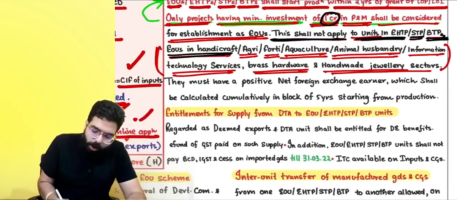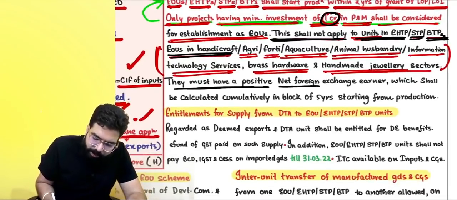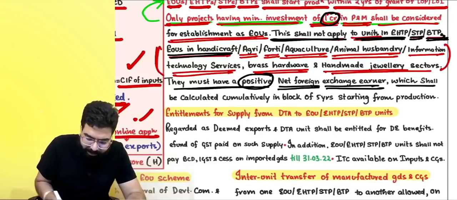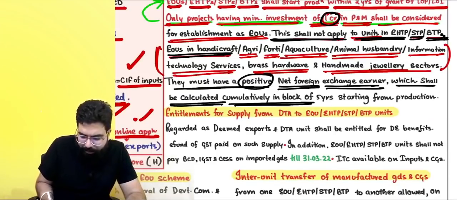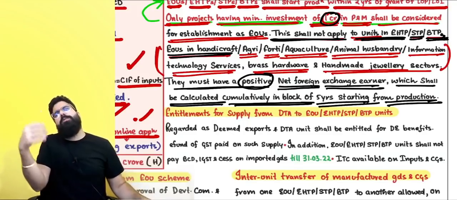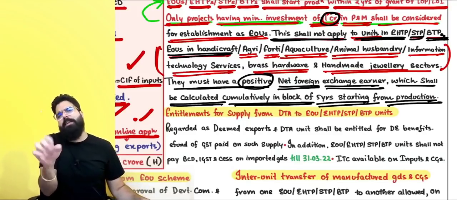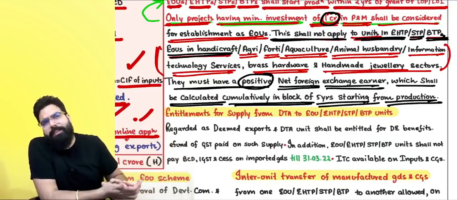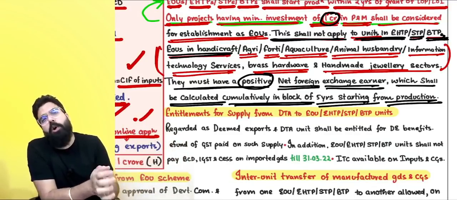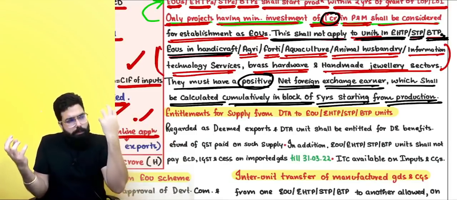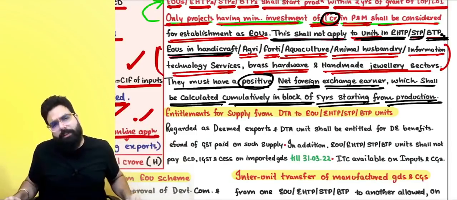Then always remember they must be a positive net foreign exchange earner, which shall be calculated cumulatively in blocks of 5 years from production. Basically, they are telling that in the first year of production you might have spent more and earned less foreign exchange, but over a period of 5 years, they will check whether positive foreign exchange earning is there or not. Means your exports say what you are earning and what you are spending. So forex earning should be more than forex spending.